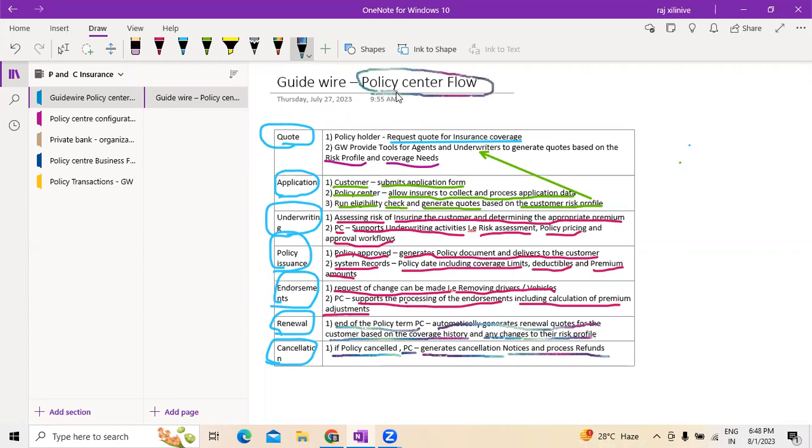This is what generally relates to the Policy Center. Normally, when we are working on any kind of applications, especially in reference to Guidewire or something of that sort, this is how the flow of the Policy Center goes.